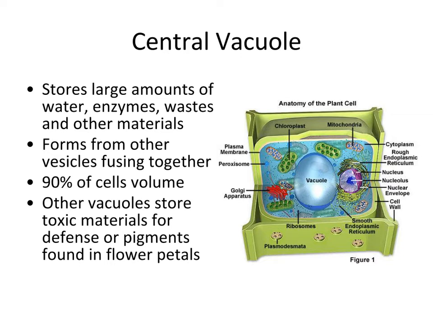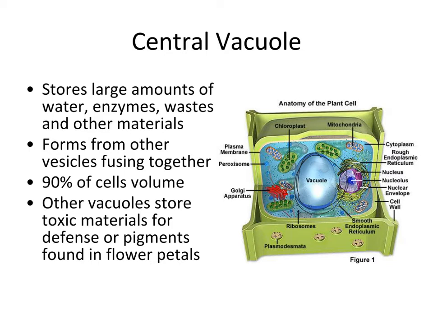The second organelle that is unique to plants is the central vacuole. It's this big kind of circular thing in the middle. It's going to store large amounts of water. It's going to store enzymes. Sometimes it'll store waste and other materials. And what's going to happen is those other vacuoles or vesicles that we talked about in animal cells and eukaryotic cells will fuse together. So as the cell creates a lysosome and kills something, it'll fuse with the central vacuole to get rid of it.